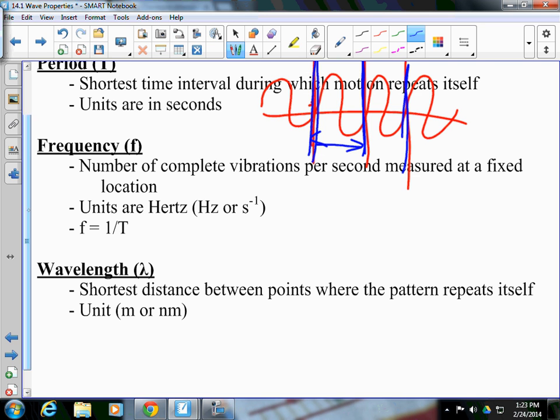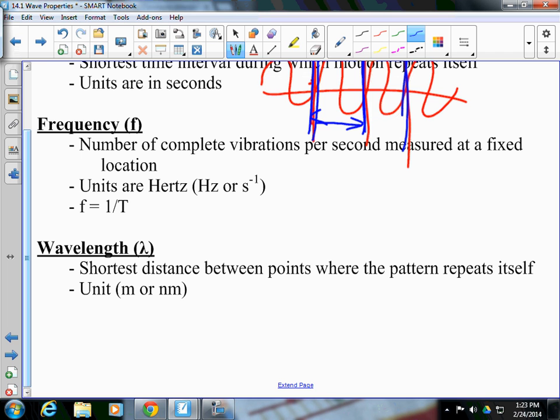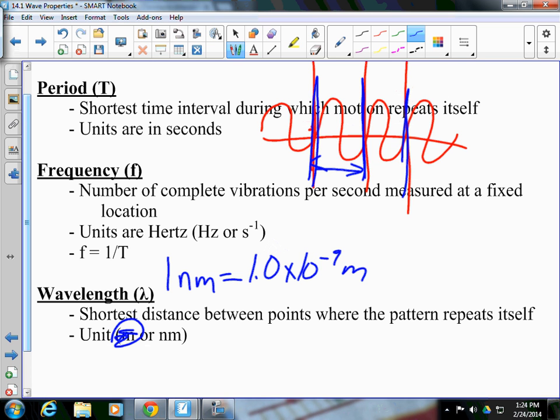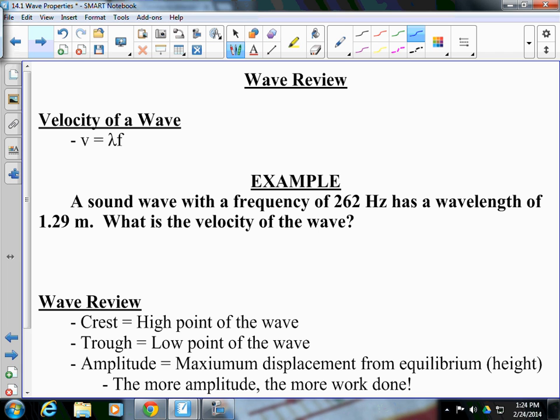When we talk about wavelength, our base unit is always meters. But remember, when we talk about color, it's usually going to be in nanometers. 1 nanometer is 1.0 times 10 to the negative 9 meters. Just something to keep in mind when you're talking wavelength. We use meters or nanometers. You want to make sure your base unit is in meters. So frequency is 1 divided by period. Period's the amount of time it takes for the wave to go through one time.